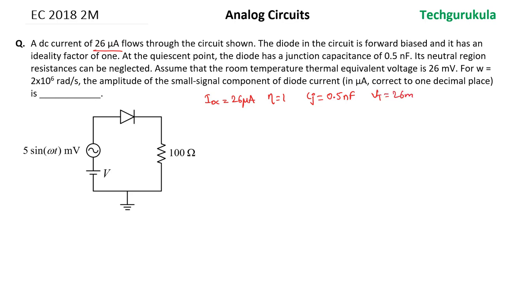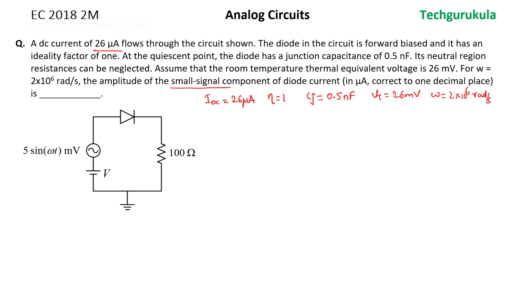to 26 millivolts. For omega equal to 2 times 10 power 6 radians per second, the amplitude of the small signal component of diode current in microamperes, correct to 1 decimal place, is dash. Now if you look at the circuit, there is a DC source and an AC source. But here we are going to find the small signal component of diode current.